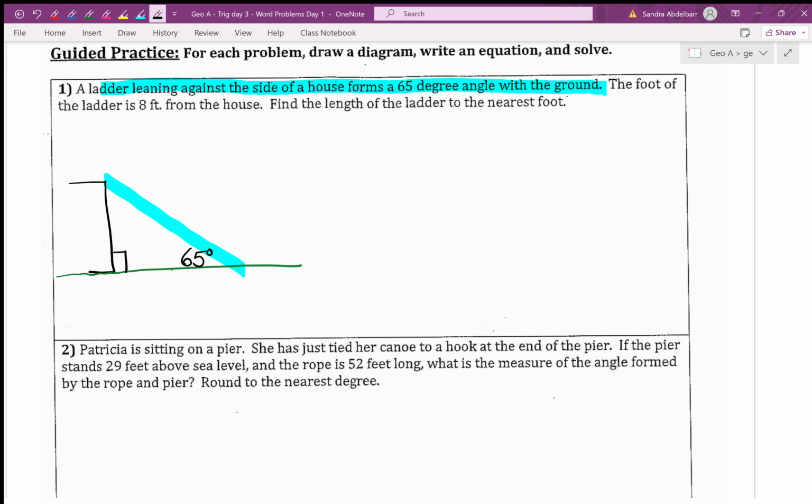All right, so here's some more wording. The foot of the ladder is 8 feet from the house. Guys, where are your feet on your body? Are they on the top of your body or the bottom of your body? Bottom. When they're saying the foot of the ladder, are they talking about the top of the ladder or the bottom of the ladder? The bottom. So they're saying the bottom of the ladder, right here, the foot of the ladder is 8 feet from the house. Well, here's our house. So see this pink segment right here? That is 8 feet.